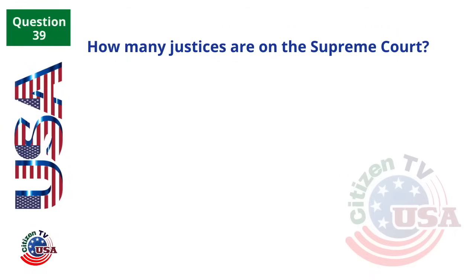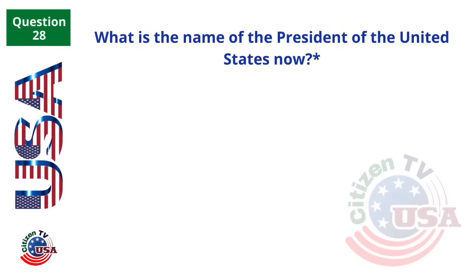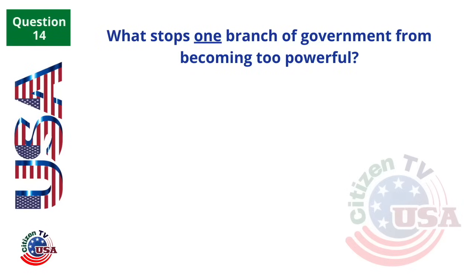How many justices are on the Supreme Court? 9. What is the name of the President of the United States now? Joe Biden. What stops one branch of government from becoming too powerful? Checks and balances.